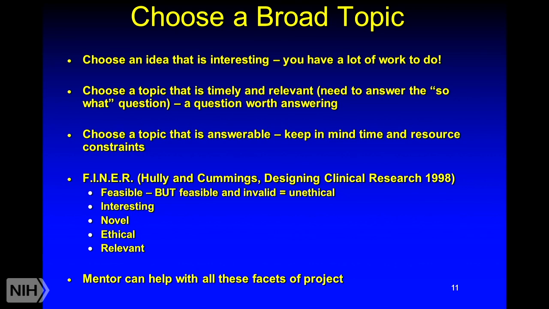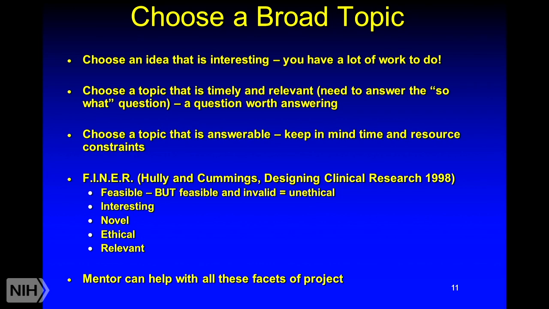You also want to choose a topic that's timely and relevant because other people are going to ask you the question, so what? What's the big deal? Why do we need to study this in the first place? So it's a question that you should answer before somebody else asks you that question. You also want to choose a topic that is answerable, keeping in mind time and resource constraints.